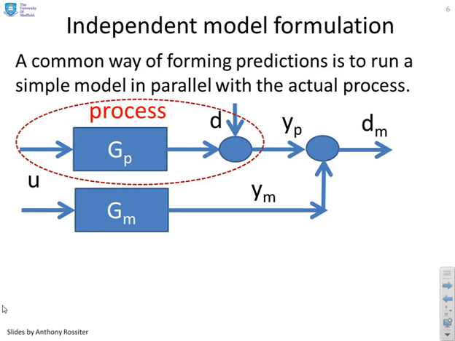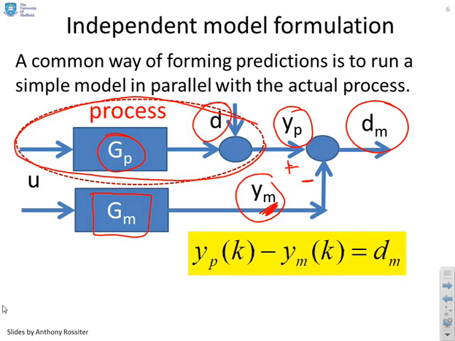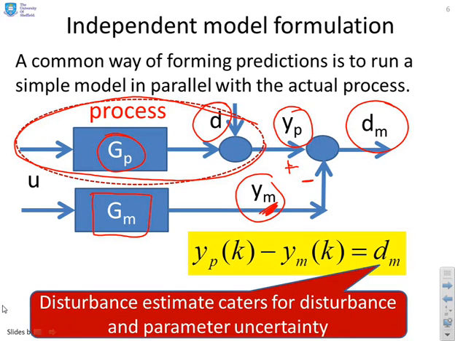Here's our independent model. We did this in the previous video, so it's just a reminder of what's going on. The process is modelled as some unknown GP and some unknown disturbance. We have a model which we know exactly, which we call GM, which we're going to simulate in parallel with the process, and that has a model output YM. And what we do is we compare the process output and the model output, and that gives us this term here, DM. This term basically allows us to correct for any bias due to uncertainty in GP and uncertainty in D. So DM gives us the difference between the process output and the model output, and we're going to use that to correct any bias.